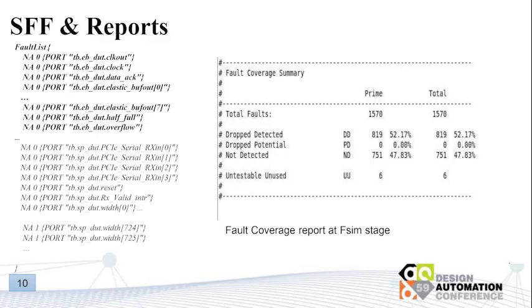Then we have the coverage. Here you can see the total faults we have generated is 1750, and all of them are prime faults. Prime faults are the faults which get carried forward, or which go into a fault simulation. Here you can see for drop detected we have got a percentage of 52.17, and for not detected 47.83, which, if you sum up, is approximately 99%.